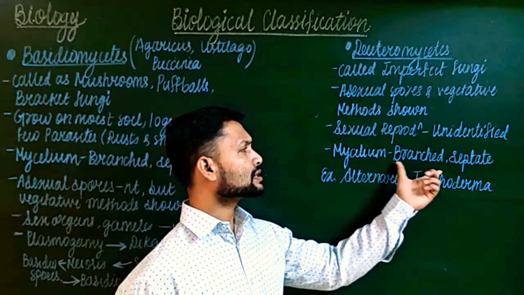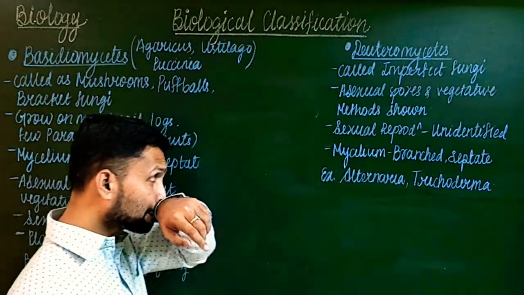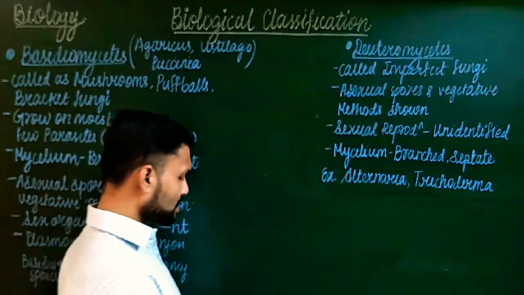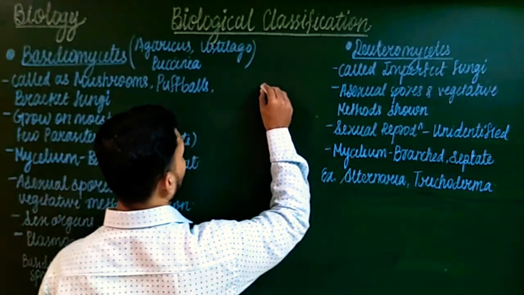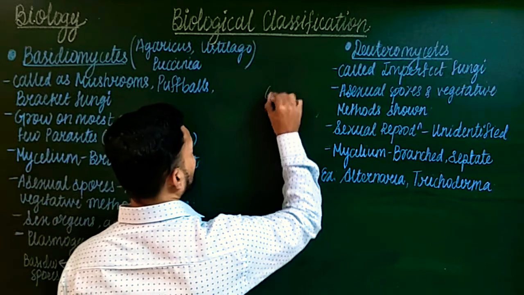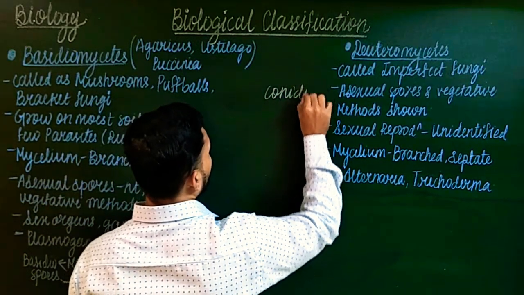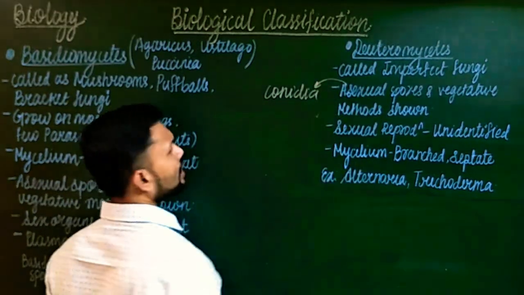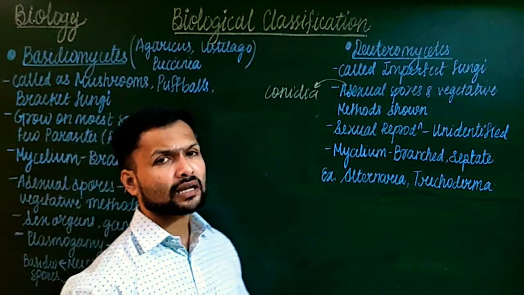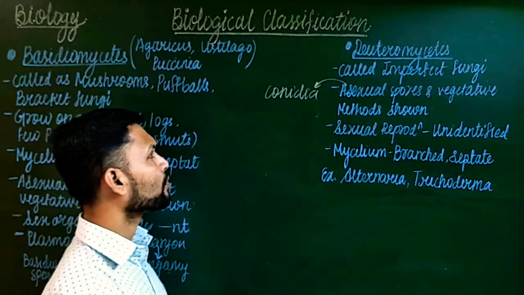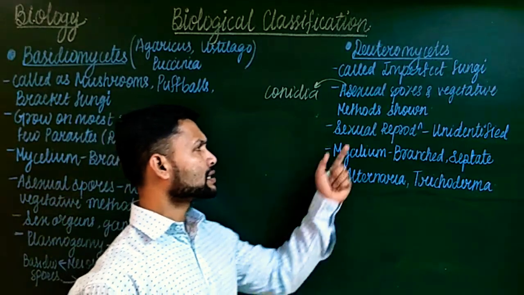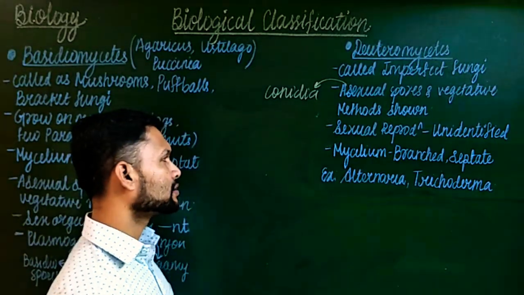Again, if you see the mycelium, these are branched and septate. I've already explained about them. Asexual spores, they are conidia. These are exogenous spores. I've already explained in the last video also, because ascomycetes show conidia formation. So conidia, that is conidiospores, are the asexual spores which are found over here, and these are, as you know, exogenously formed. Vegetative methods we all know: fragmentation, budding, etc. Sexual reproduction is unidentified, so that's the basic part.